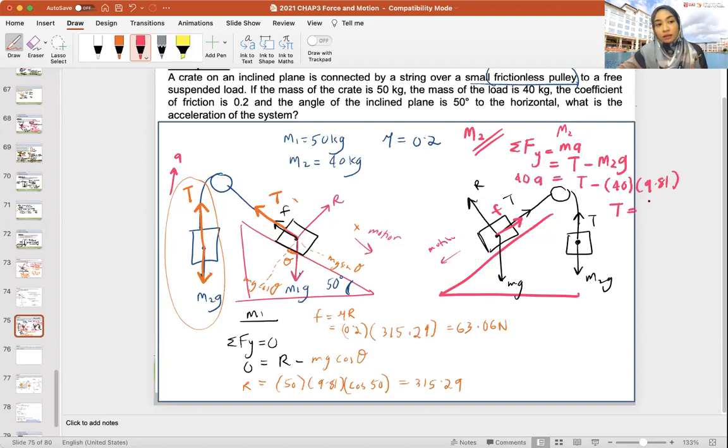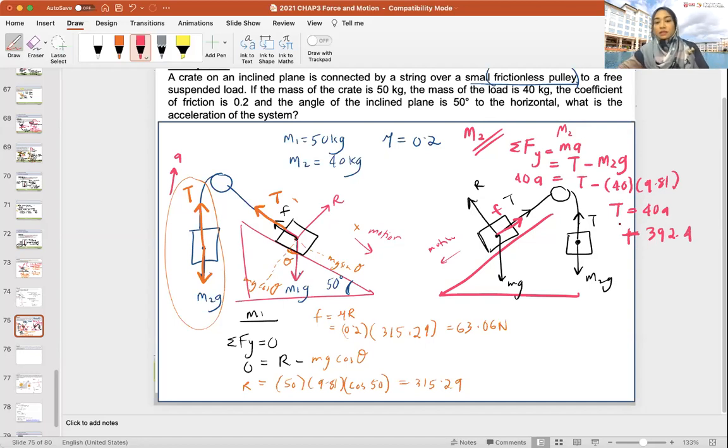Now, kita akan rewrite T to be 40A plus, tak cukup tempat lah, 40A plus 40 times 9.81. So this is our first equation yang nampak macam ada sinar harapan.